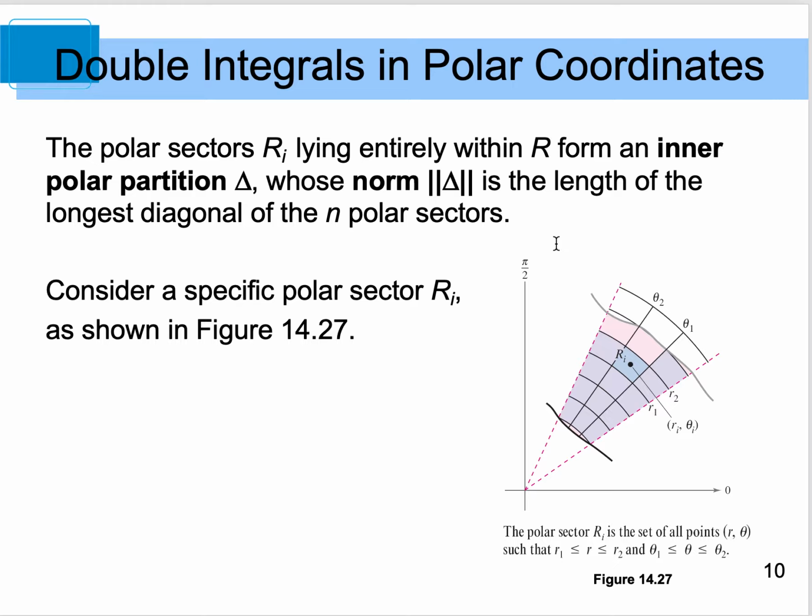The polar sectors, so little sectors of the curve within that R, are entirely within that region bounded by the two curves. It's called an inner polar partition whose norm, using the double brackets, is the length of the longest diagonal of the polar sectors. It would be shown by what I have here in 14.27. Now, it's a little bit hard to consider the longest diagonal, so it may not be obvious to you, but generally when I'm at that middlemost point, the distance from corner to corner is going to be the longest.